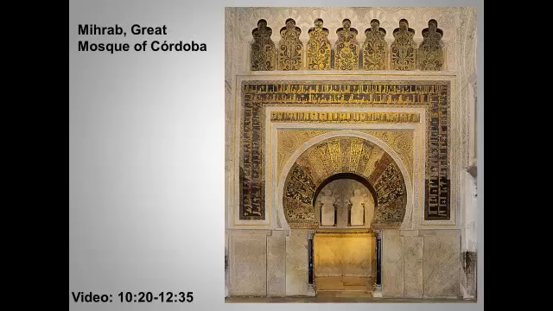So here's the mihrab of the Mosque of Cordoba. Let's watch a short clip from a DVD, and you'll see something surprising about this particular mihrab. Well, now that you've watched the video, what was the surprise? This mosque, or this mihrab, I should say, faced not toward Mecca, but toward Damascus.